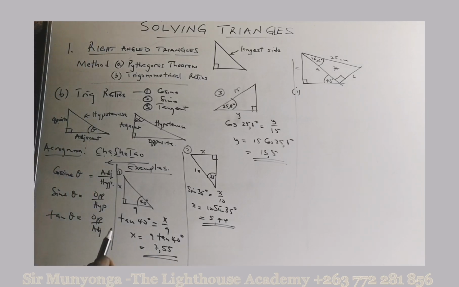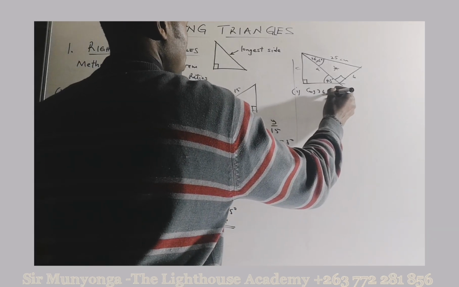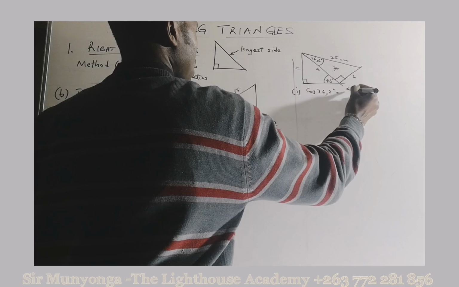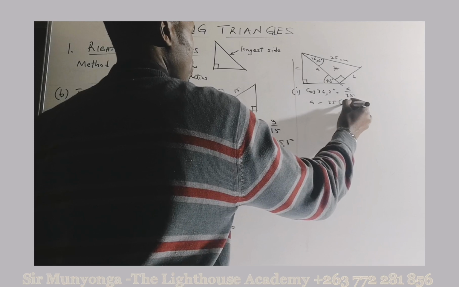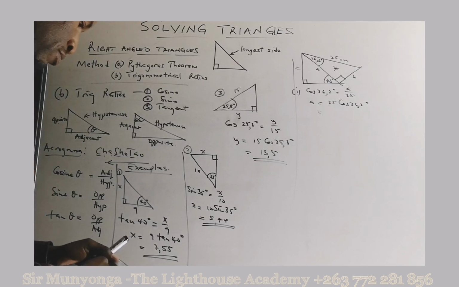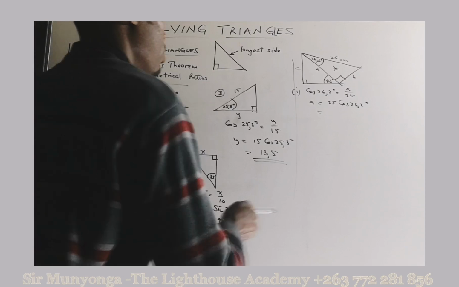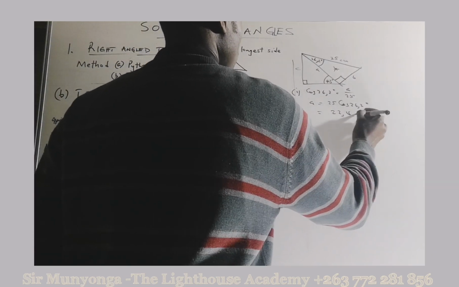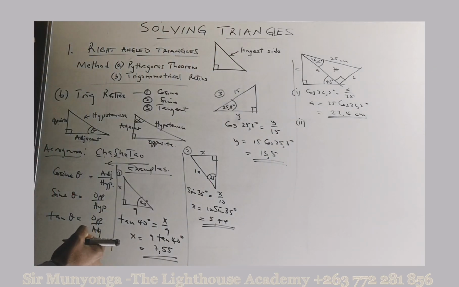The question again, which trig ratio are we going to use which relates adjacent and the hypotenuse? We come back to the acronym. Adjacent and the hypotenuse, that's cos. So we say cos 26.2 degrees equal to adjacent over hypotenuse. So A is equal to 25 cos 26.2. So 25 cos 26.2, we get 22.4 centimeters.